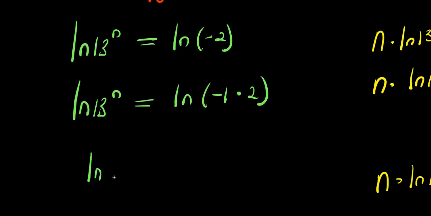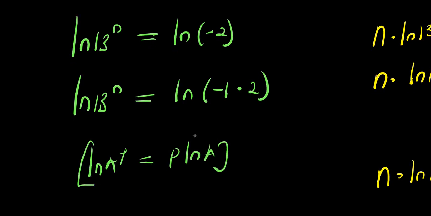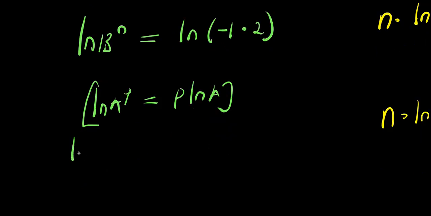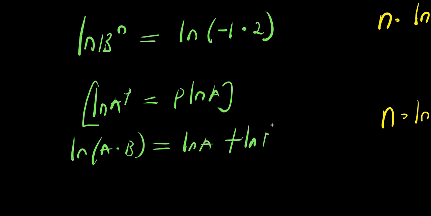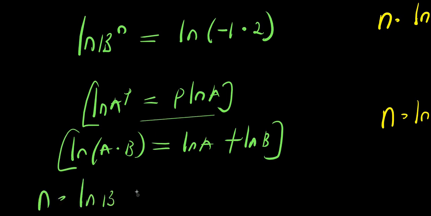And if you have natural log of a power b equals b times natural log of a, and also natural log of a times b equals natural log of a plus natural log of b, applying this right here, we have n times natural log of 13 equals natural log of negative 1 plus natural log of 2.